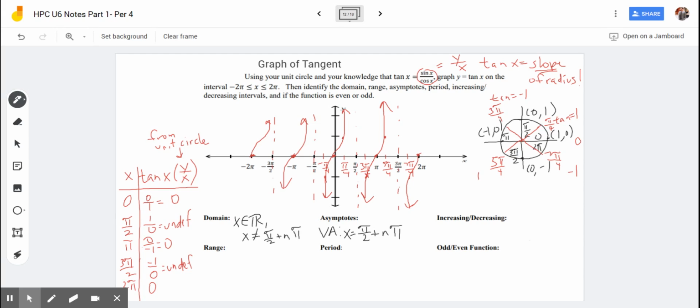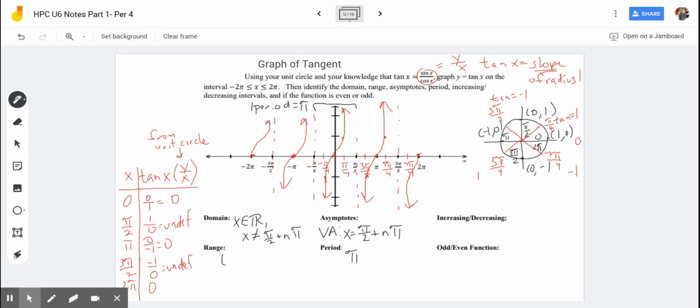And what's different about tangent, the big difference here, is that one period is actually pi units. So from negative pi over 2 to pi over 2, it runs the gamut of the values. Pi over 2 to 3 pi over 2, that's only pi radians, or pi units. So our period for the parent function of tangent is pi.